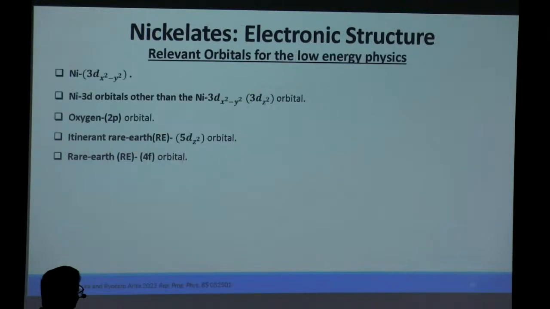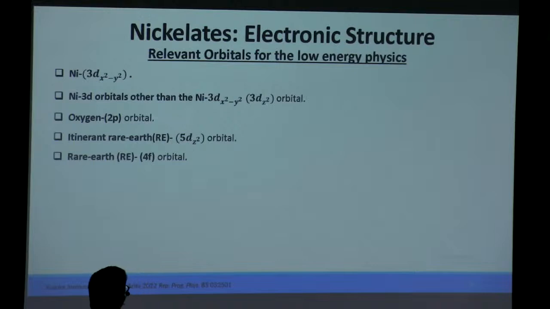Further, if we look at the relevant orbitals which are important in this type of 2D physics for the low energy, they are nickel 3d x² − y², nickel 3d z², oxygen 2p, iridium 5d z², and rare earth 4f. Here comes the debate about the rare earth 4f orbital. It is still not resolved, and there is debate in the community about whether this particular 4f orbital is playing an important role or not.